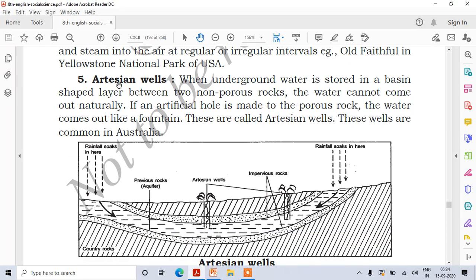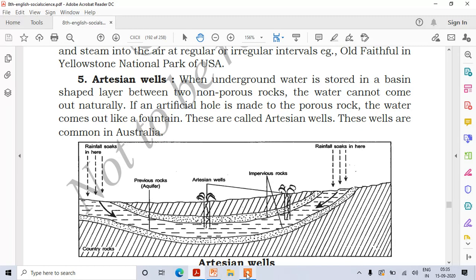Next, we have artesian wells. What are artesian wells? When underground water is stored in a basin-shaped layer between two non-porous rocks, the water cannot come out naturally. If an artificial hole is made to reach the porous rock, the water comes out like a fountain. These are called artesian wells. These wells are common in Australia.